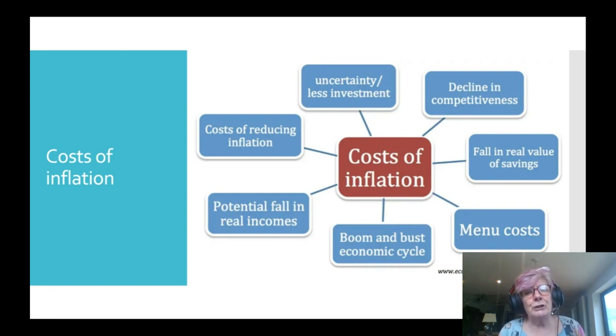And finally, there are costs of reducing inflation. And this is linked to the point about boom and bust economic cycle, is that governments don't like inflation for all the reasons we've mentioned. And to reduce inflation, the quickest way for a government to do that is to reduce demand. And that has a knock-on effect on the economy and tends to send us into a bit of a decline in that economic cycle. Okay, we're going to finish there.